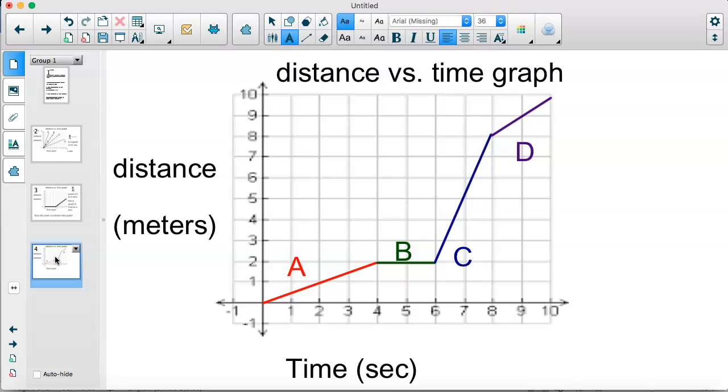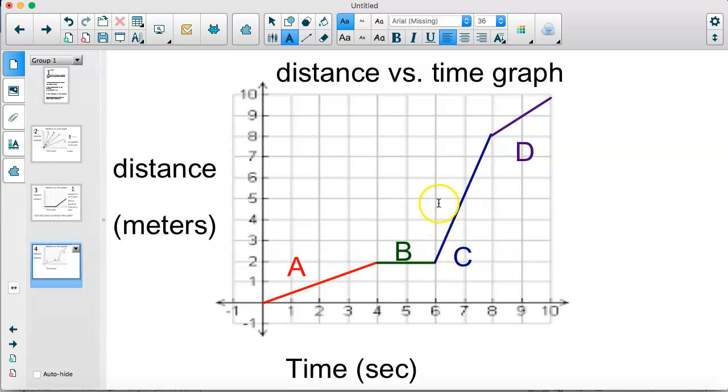Here's another graph, once again describing a runner running. Okay. Here's a good question. Are there any points in this graph, A, B, C, or D, where the runner is not moving? Yeah. At B, our runner is standing perfectly still. Okay. Is there any point in this graph where the runner is moving really fast? What's the fastest this runner is moving?